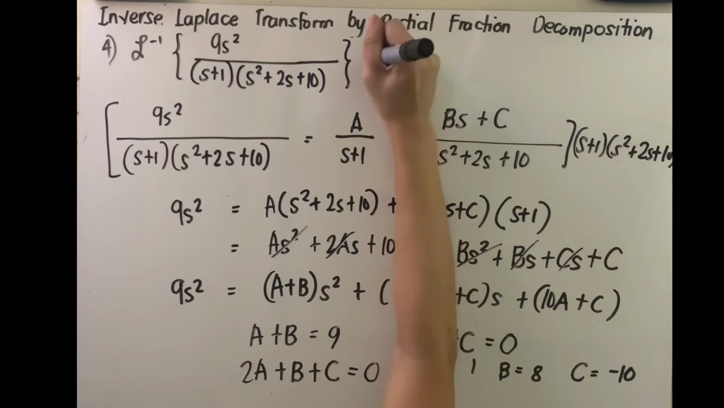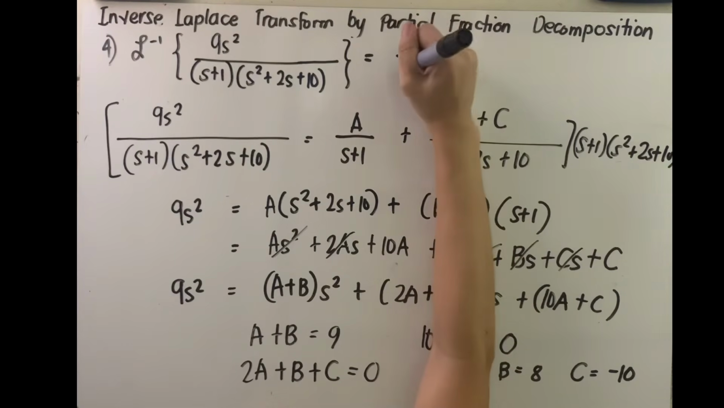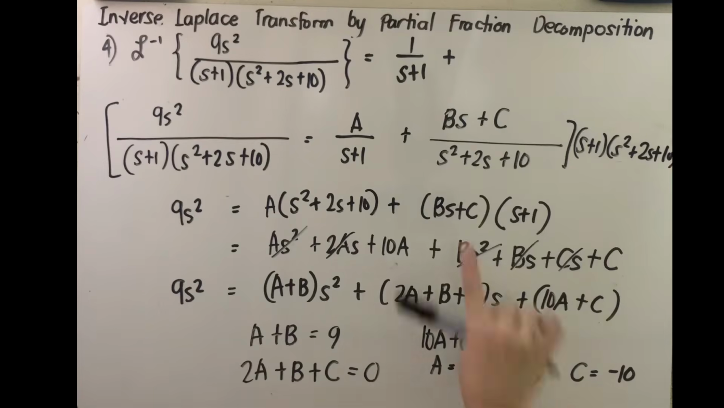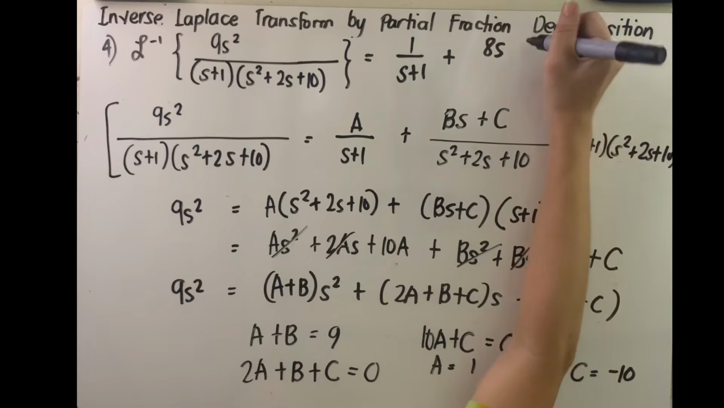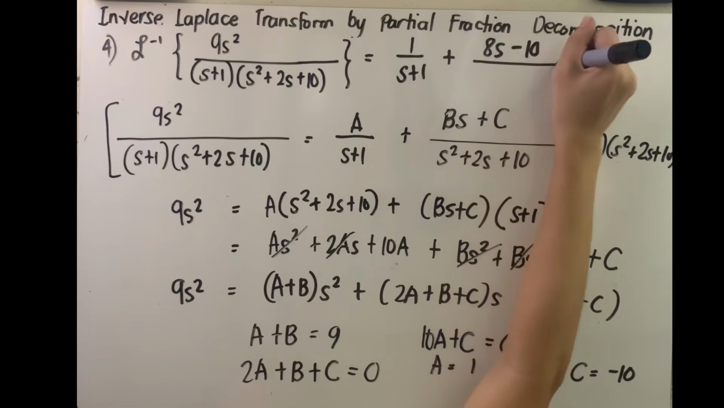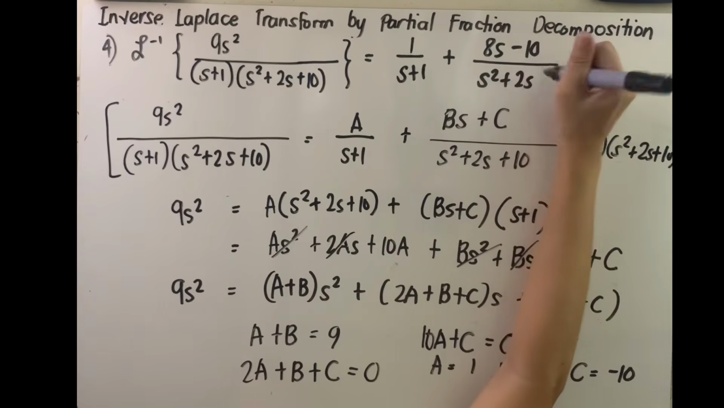So, this means A over s plus 1 is 1 all over s plus 1, plus, we get B is 8, so 8 times s, plus C, which is negative 10, so 8s minus 10 all over the denominator s squared plus 2s plus 10.